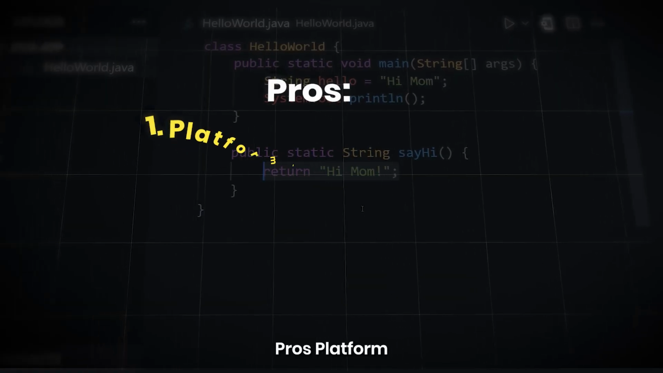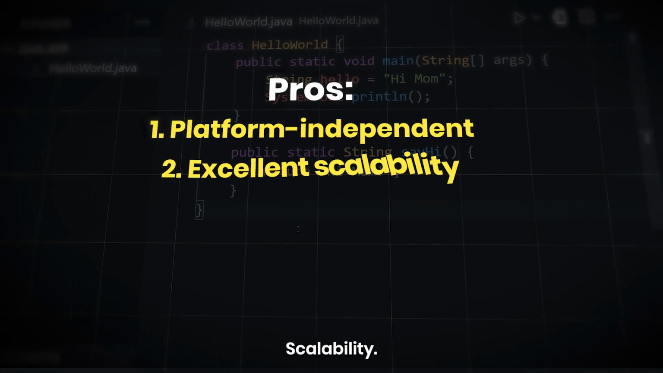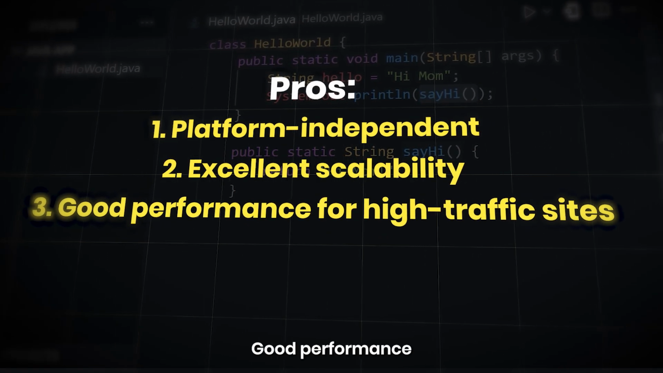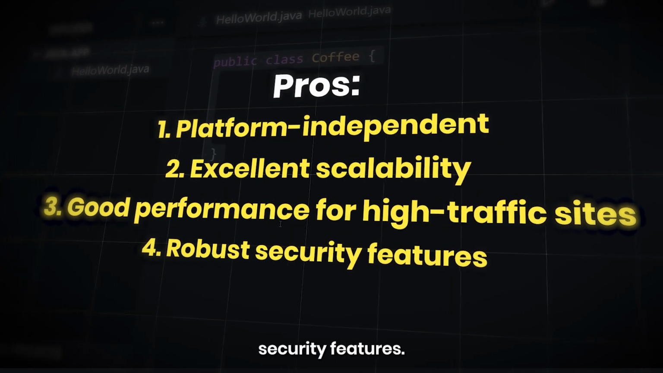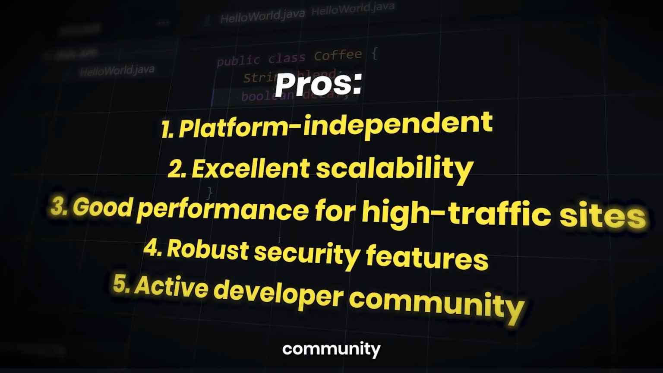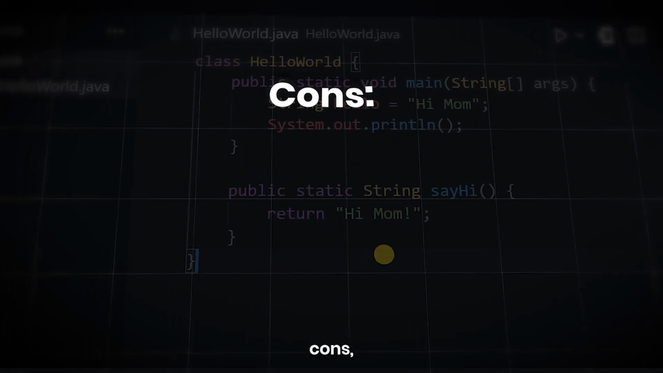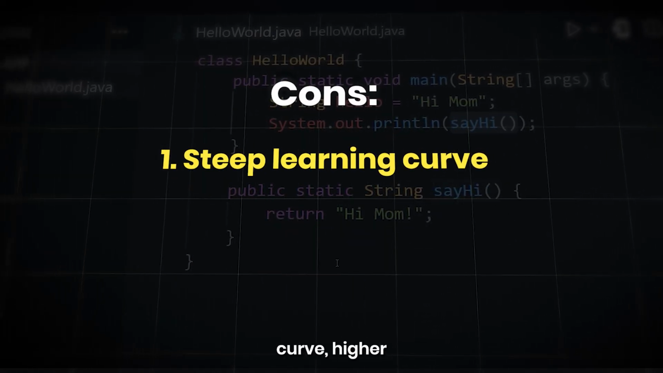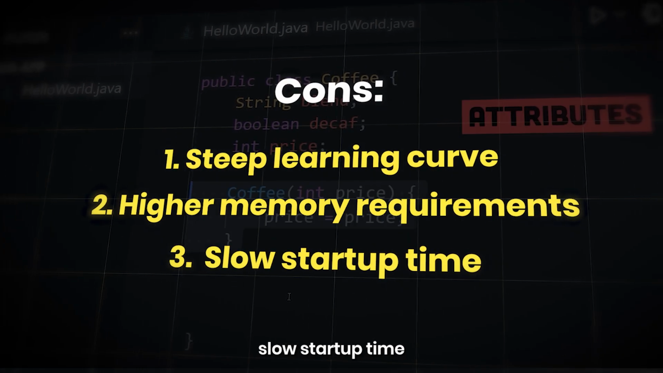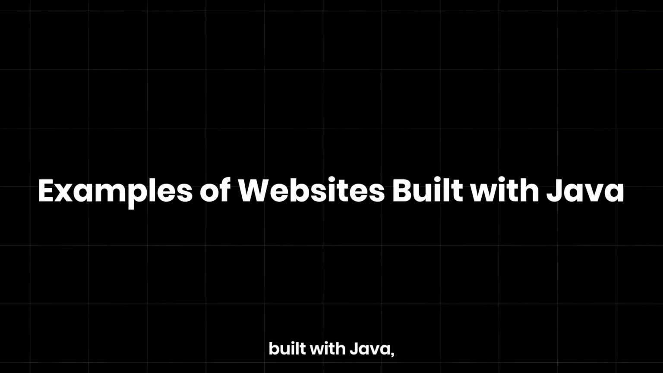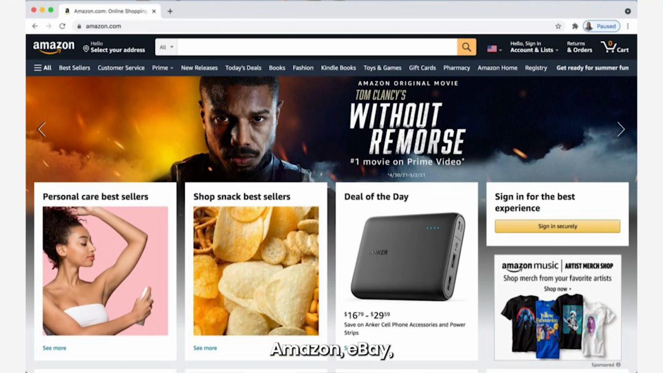Pros: platform independent, excellent scalability, good performance for high-traffic sites, robust security features, active developer community. Cons: steep learning curve, higher memory requirements, slow startup time. Examples of websites built with Java: LinkedIn, Amazon, eBay.